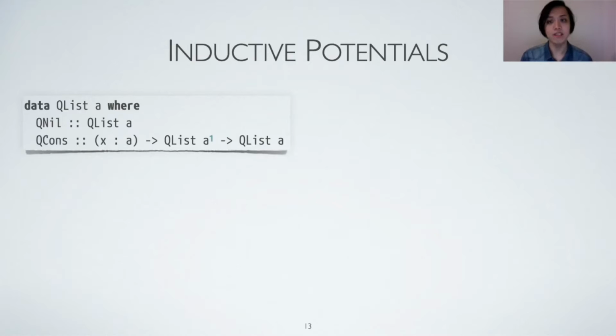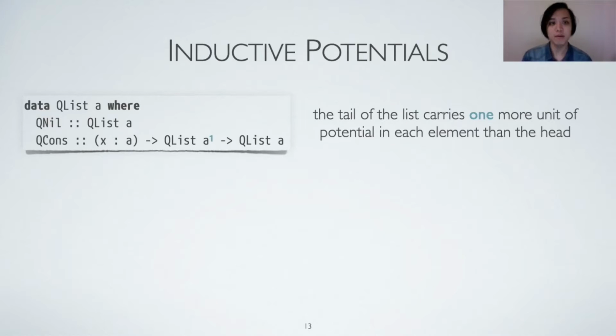Rather than only put potential to elements in a data structure, we can specify potentials inductively from the formation of the data structure itself. The code on the slide shows the definition of QList, a variant of list types with quadratic potentials. Here, the Q constructor maintains that the tail of the list carries 1 more unit of potential in each element than the head, and the tail itself is again a QList.